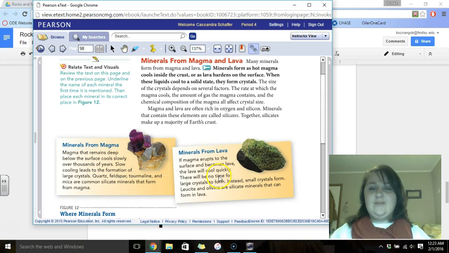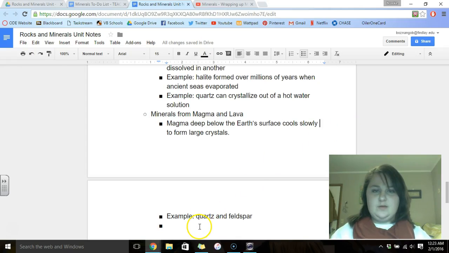Now let's go to lava. If magma erupts to the surface and becomes lava, the lava will cool quickly. There is no time for large crystals to form. Instead, small crystals form. So lava on the Earth's surface cools quickly to form small crystals.